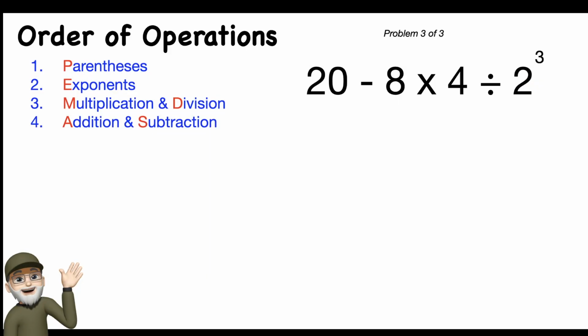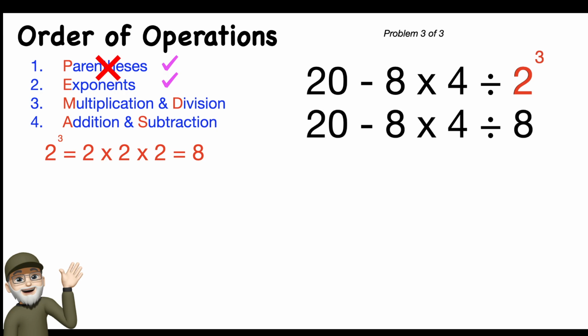Our last problem using order of operations is 20 minus 8 times 4 divided by 2 to the third power. Order of operations first is parentheses, and there are no parentheses for this particular problem. Next, we check for exponents. This problem does have the exponent 2 to the third power. Remember that 2 to the third power would be 2 times 2 times 2. If you work through your calculations, that would equal 8.